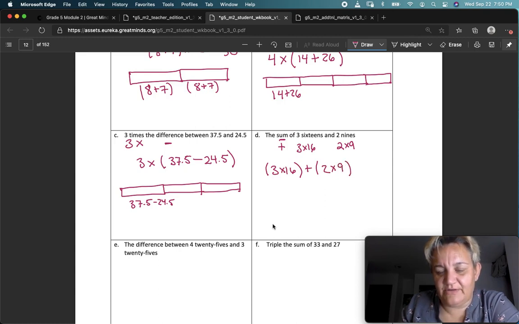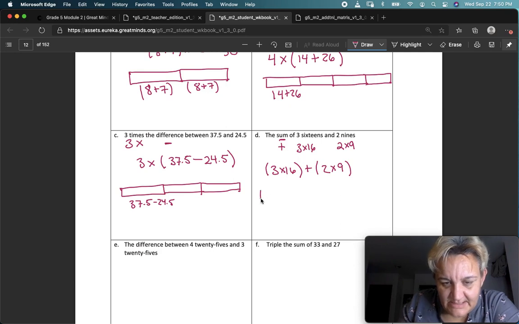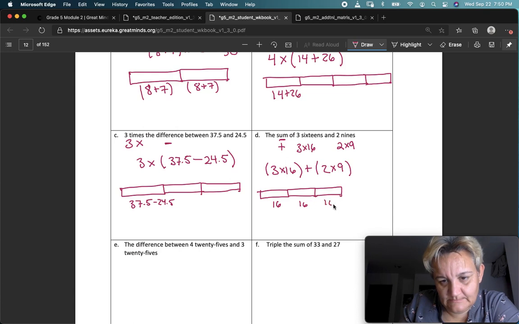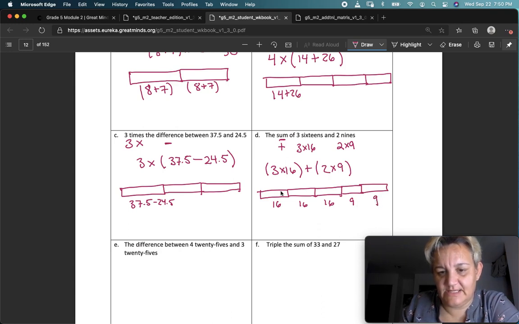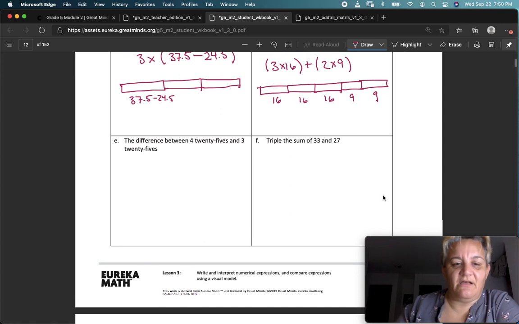Okay, what I could do here is I'm going to draw 3 squares that represent 16. Right? 1, 2, 3 16s plus, there's a 9, and there's a 9. Okay, so 2 times 9 and 3 times 16, and then add them all up together. There's my tape diagram.